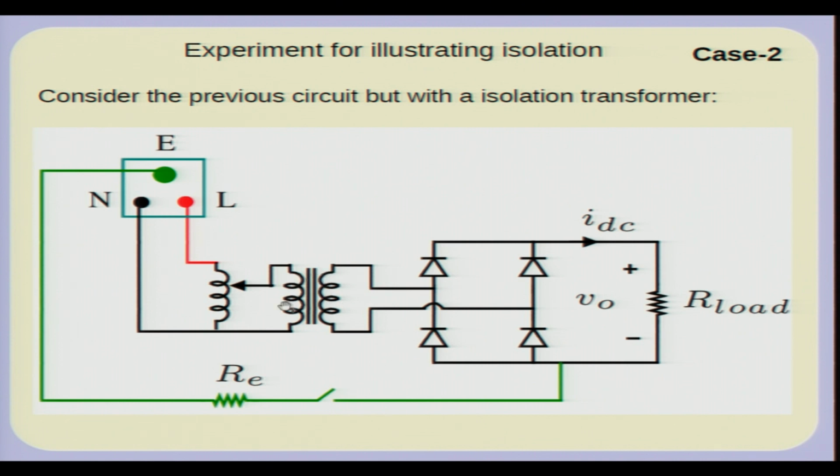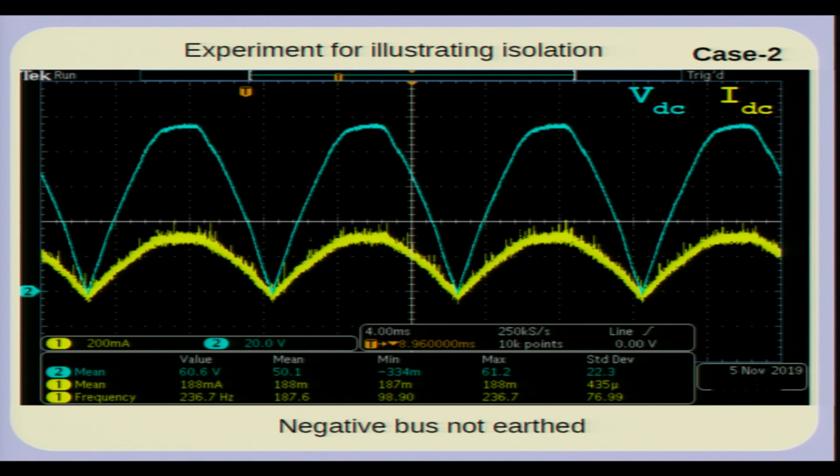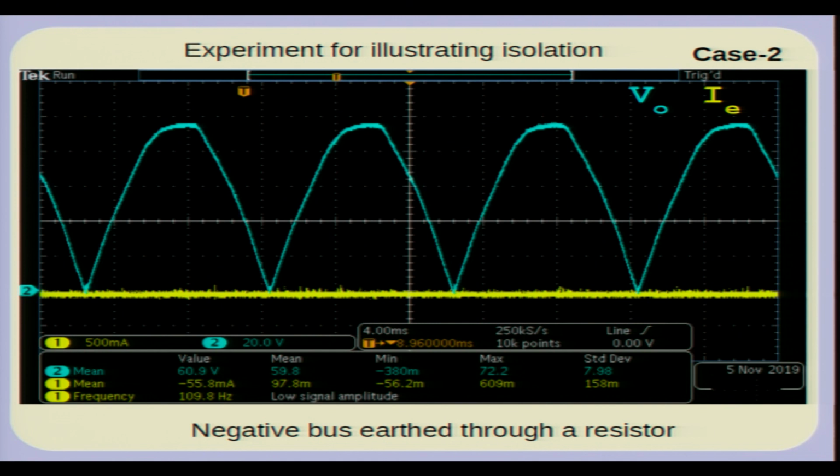I take a 1:1 transformer. So now of course the return path is through a very high impedance path, and therefore no current will flow through this, and because this is isolated with the transformer, you are at liberty to ground this point. Okay. So if I connect this, of course in this case the current on the DC side is as before, and there is no earth current, okay, because of the isolation.